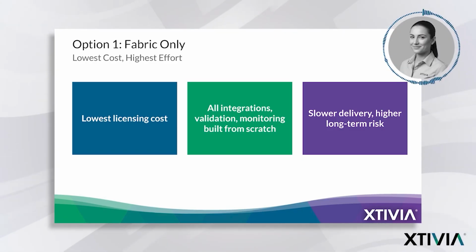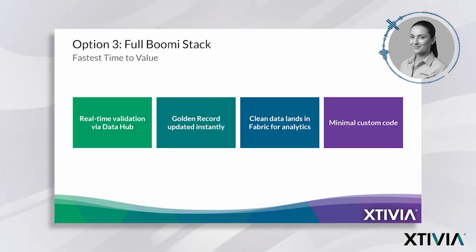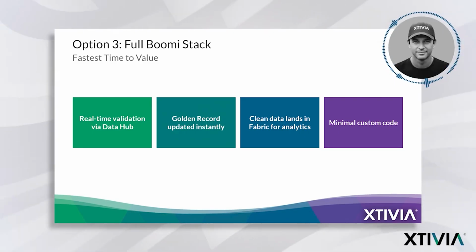Right. And then flipping to option three with the Data Hub, that's the fastest way to get things running, presumably, because you're using drag and drop tools for both the integration and the MDM parts, but you pay for that speed with higher license costs. Exactly. You're paying for the Boomi integration platform and the Data Hub license. So highest cost, but fastest time to value.